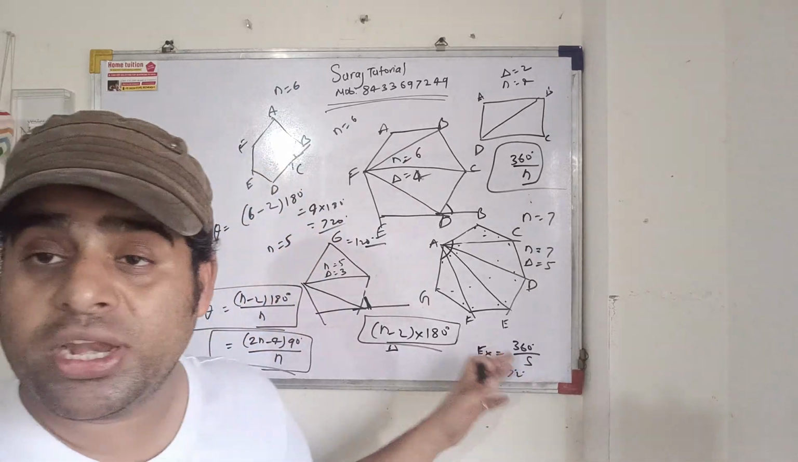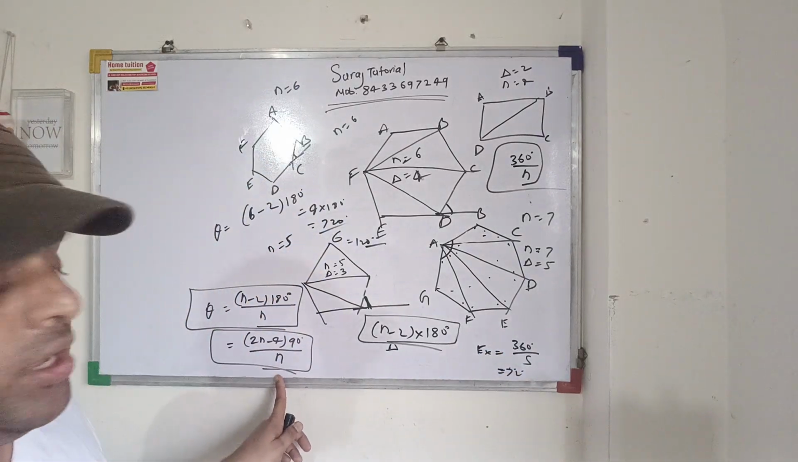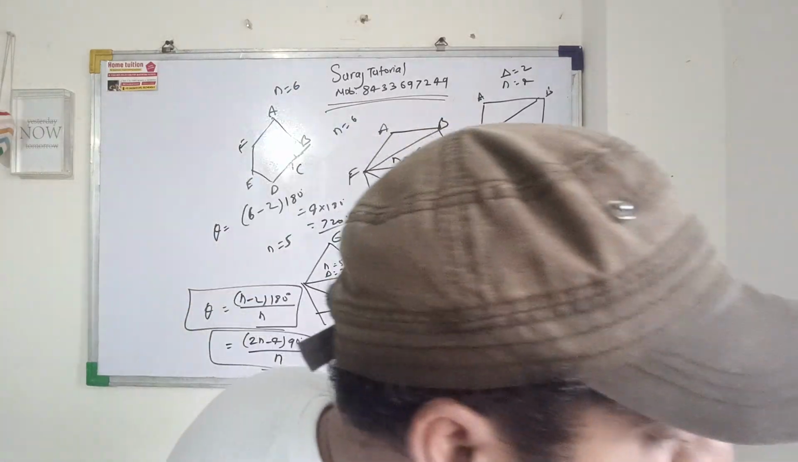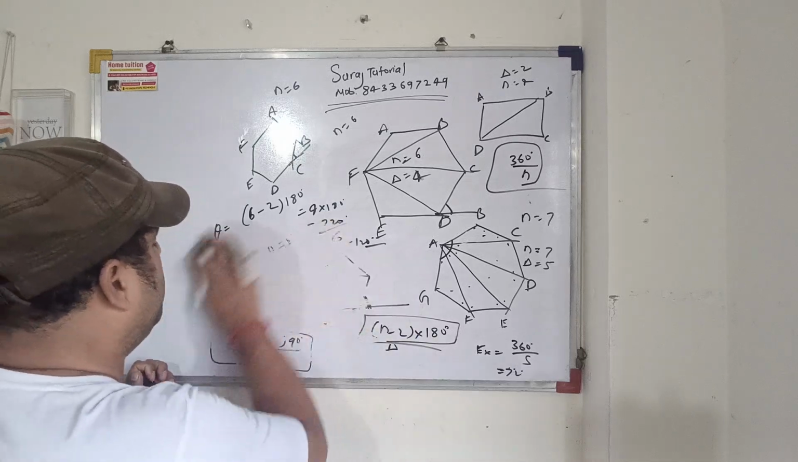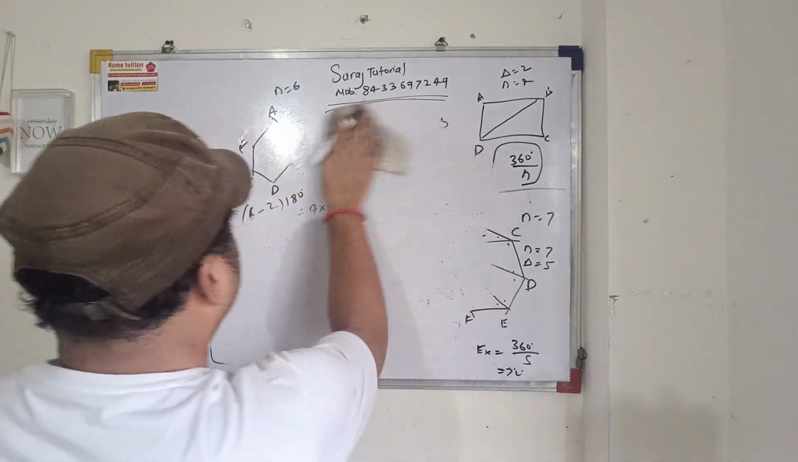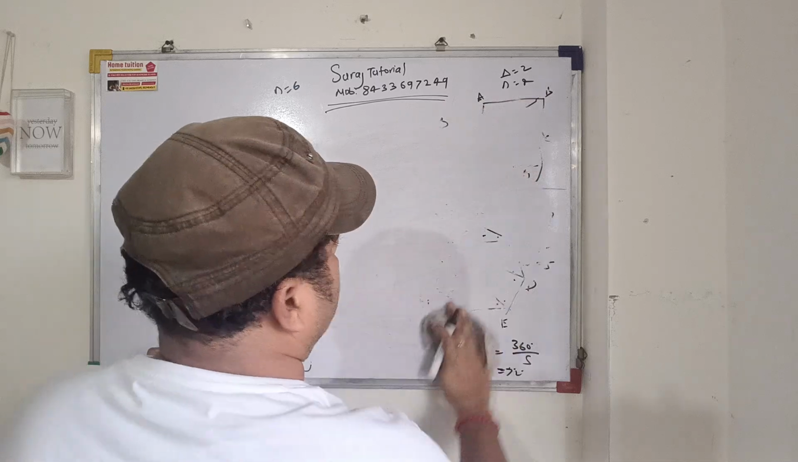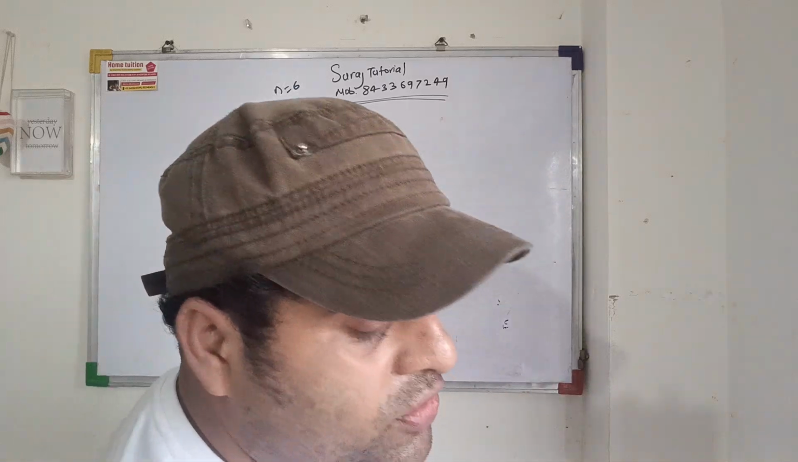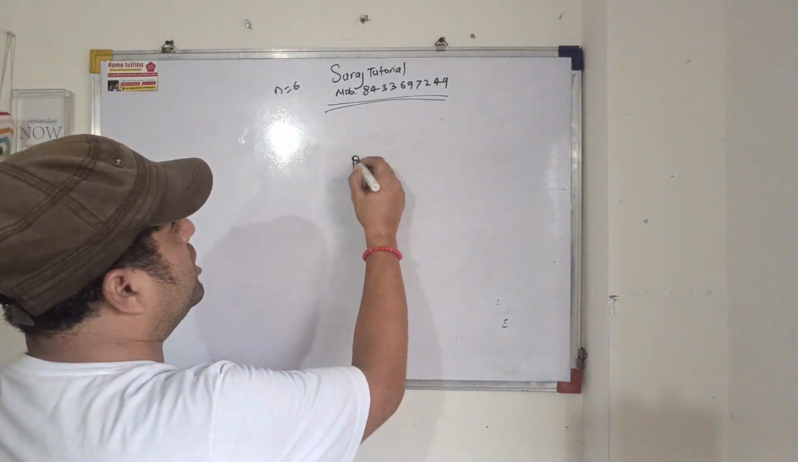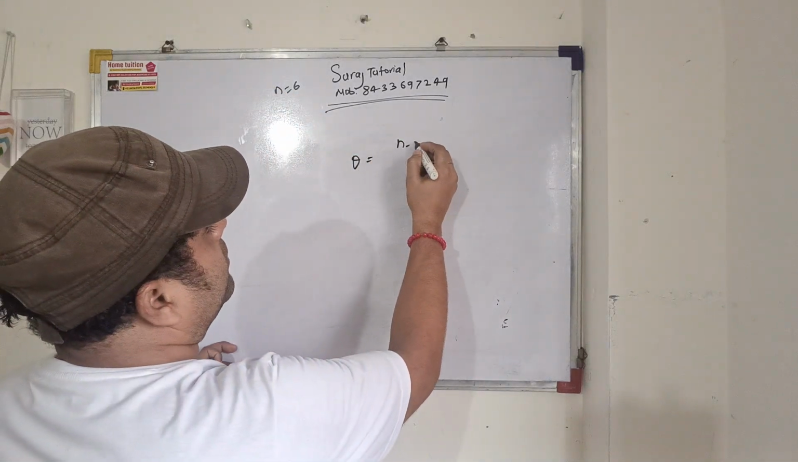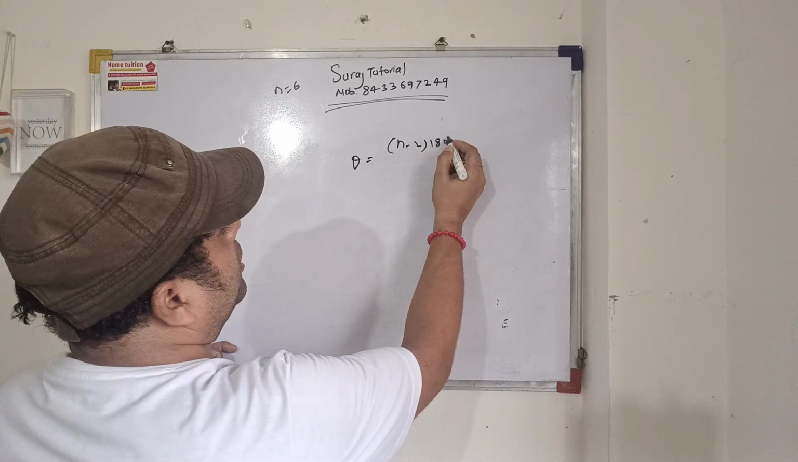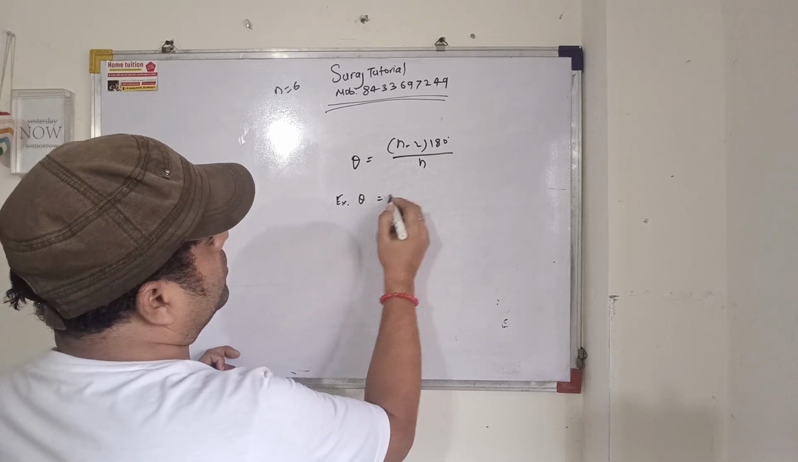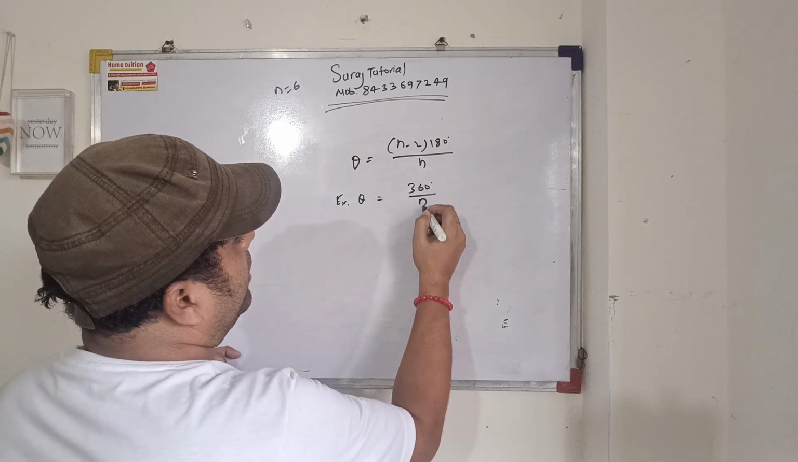But in case of interior angle, you have to apply this formula. In case of exterior angle, you have to apply this formula. So 2 formulas you have to keep in mind. I'm going to explain again. Two formulas you have to keep in mind. Each interior angle of a regular polygon is n minus 2 into 180 degrees divided by n, and the exterior angle is equal to 360 degrees divided by n.